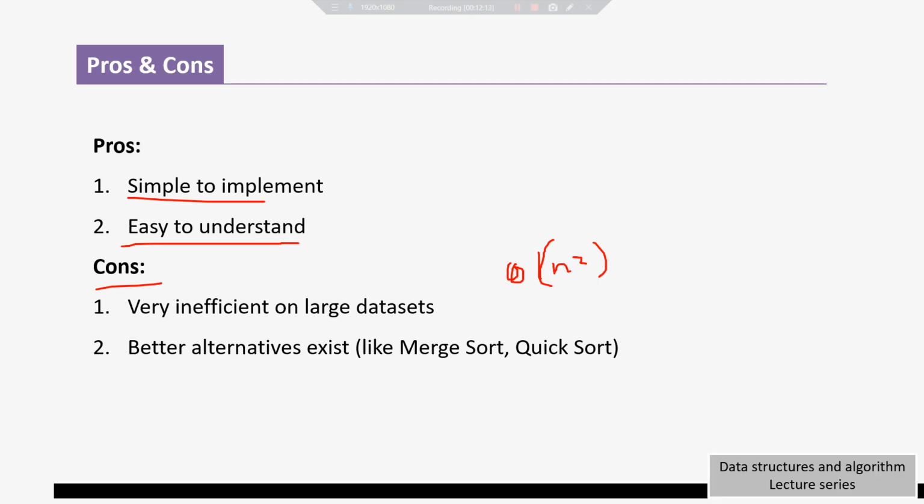Better alternatives to bubble sort exist, like merge sort, quick sort, etc. This bubble sort is basically useful for smaller problems or teaching purposes. It's rarely used in real world applications.